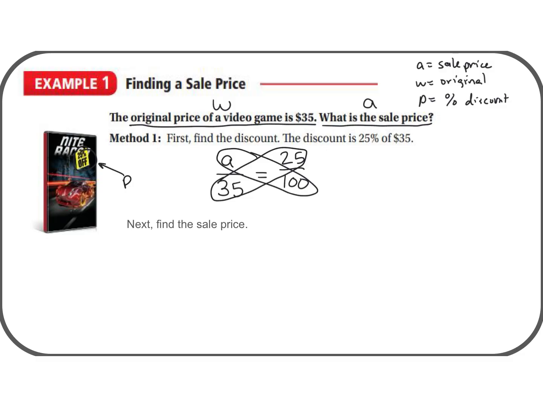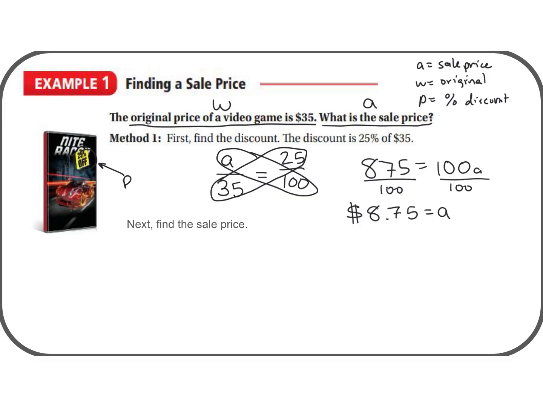So I'm going to cross multiply. 35 times 25 is 875, which equals 100A. Dividing by 100 gives us a price of 8.75.